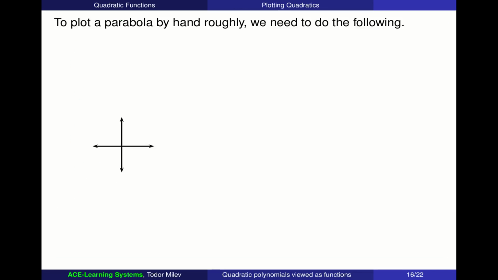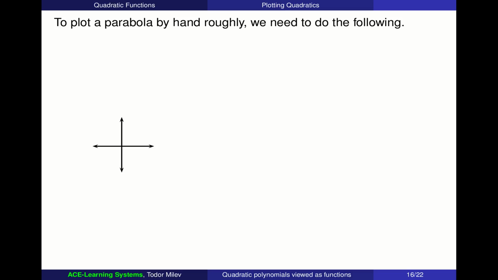In this slide, we're going to cover the question of how do we plot a quadratic function, a parabola, by hand, roughly. Here, we're assuming that we don't have a graphic device. That would happen usually when we are faced with a problem that asks us to produce a graph of a function by hand, or if we are in an exam where we do not have a graphing device on us, if the exam is no calculators.